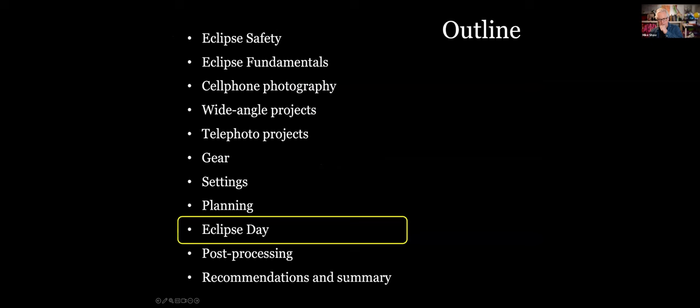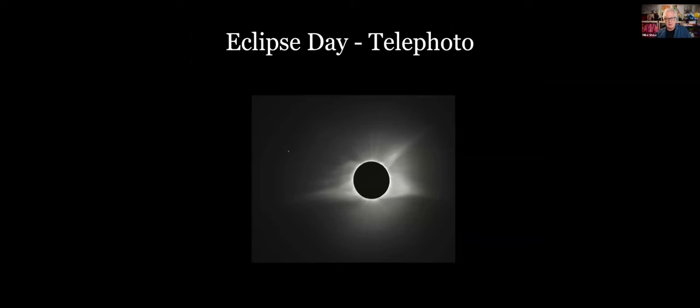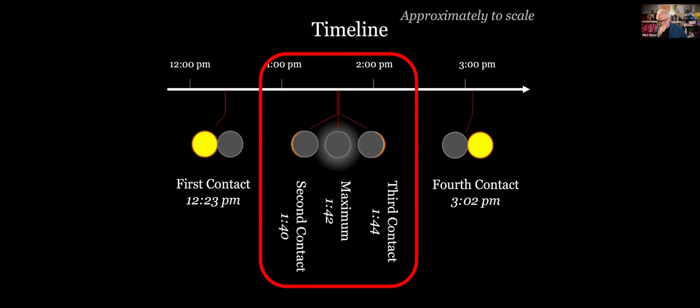All right, let's talk about Eclipse Day. We talked about all these different things, so let's try to pull everything together, because it can seem a little overwhelming, and it probably is at first, but better now than in Texas on the morning of the day. So it's Eclipse Day. Let's talk about a telephoto day, then we'll have some time for demos and other things. This is kind of what we're interested in teasing out. We've got our partial eclipse phases under control.